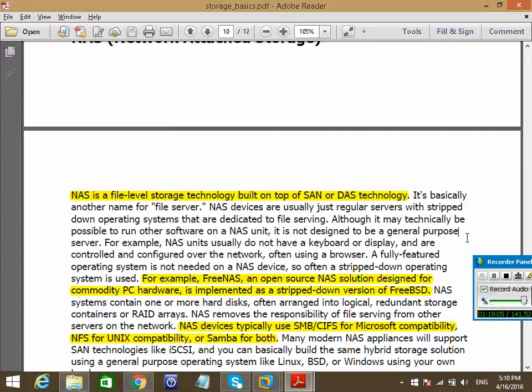So NAS uses different types of protocols, which are SMB and CIFS. There we are using SMB and NFS. NFS for Unix compatibility or Samba for both. Anyways, we will talk about it. It's basically another name for a file server. It's nothing but the NAS, nothing but file sharing.